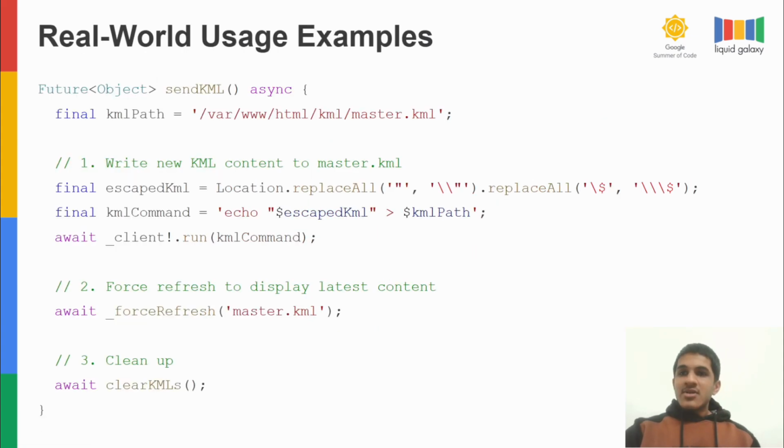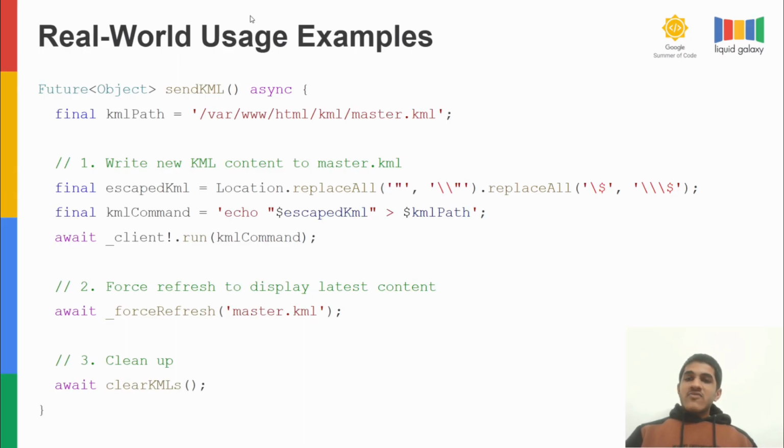Here is one of the most useful real-world examples. This function is all about sending a KML to our master machine via our LG controller. So we are basically sending a KML. This KML sending can be for various scenarios. Let's say for image overlays, then ground overlays, then doing a tour, then flying to a particular location, sending a 3D KML, etc.